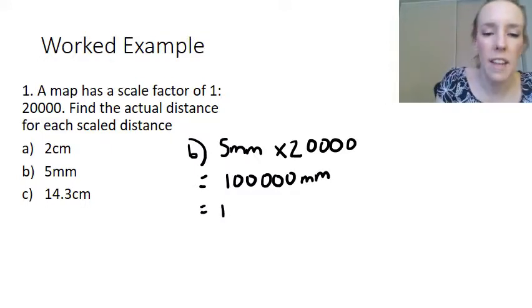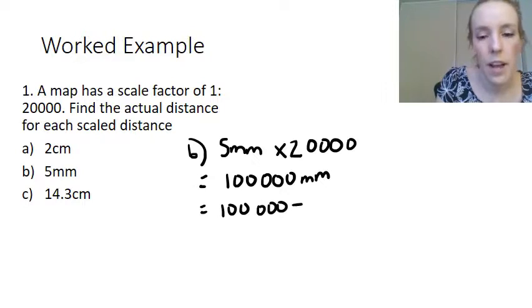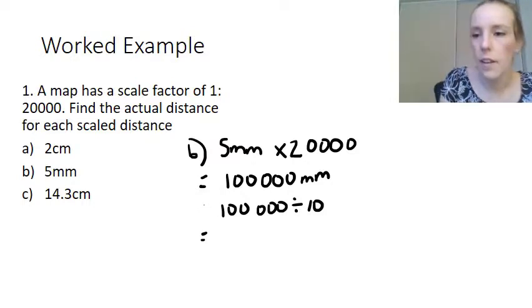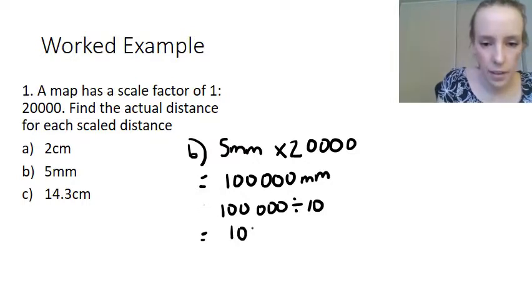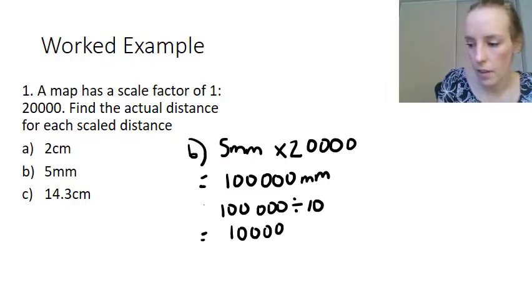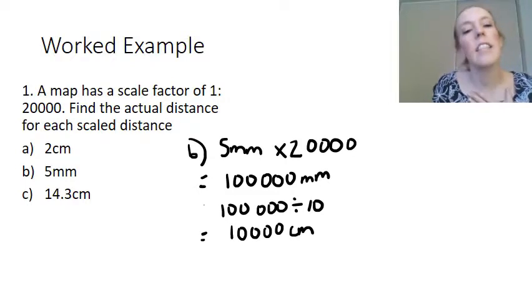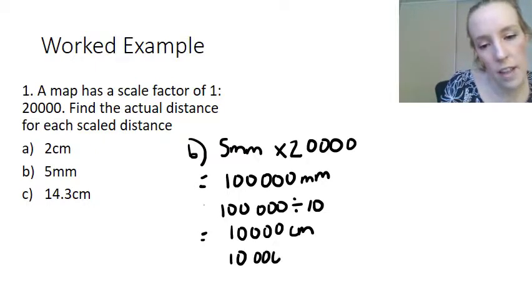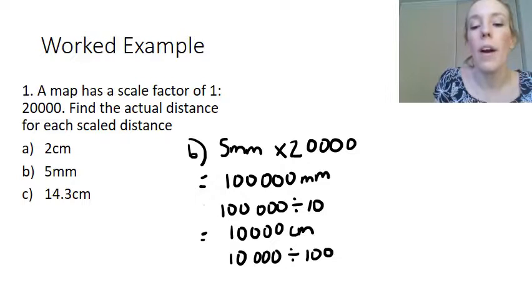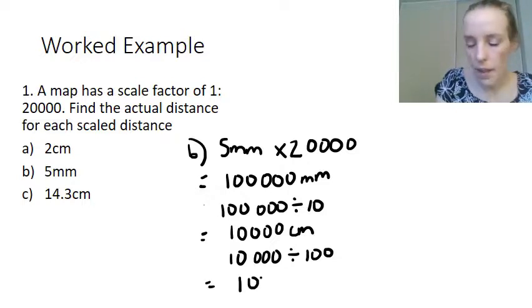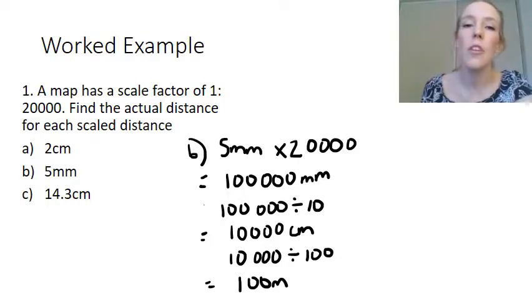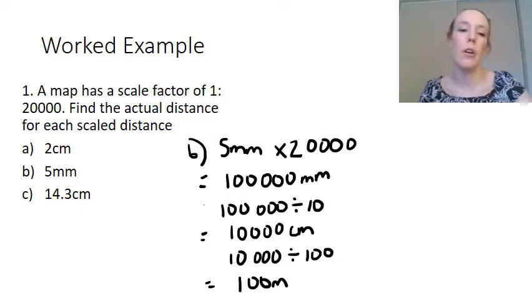So we're going to divide that by 10 to get centimeters. Actually, I don't need an equal sign there. So that's 10,000 centimeters. Again, that still doesn't really make much sense. So rather than 10,000 centimeters, we're going to divide by 100 to get meters. And that's just 100 meters. That makes a little bit more sense. So that means for every 5 millimeters on the map, it's going to equal 100 meters in real life.